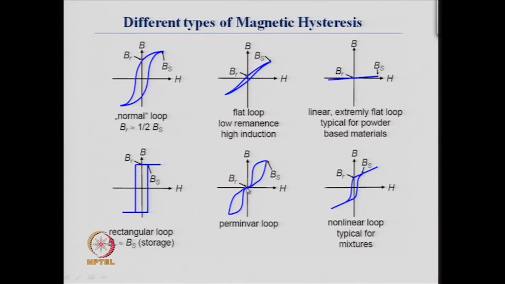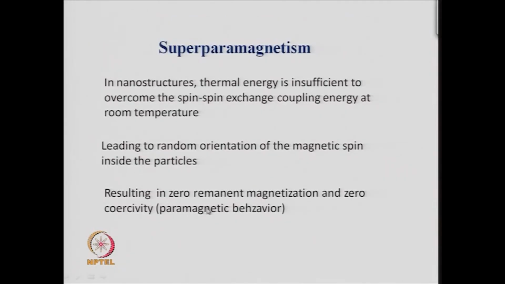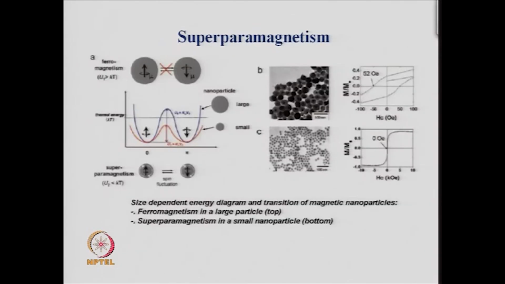That means you need no energy to bring back the sample from its magnetized form to the 0 form, where there is no magnetization. So, that kind of result where the net remnant magnetization is 0 and the coercive field is 0, that is a kind of paramagnetic behavior. Since it is a particle and not an ion or a molecule, hence we call it a superparamagnet. That means several molecules or ions together form one magnetic vector which is disoriented or randomly oriented inside the particle. So, you can see here in this plot the difference between a large particle and a small particle.